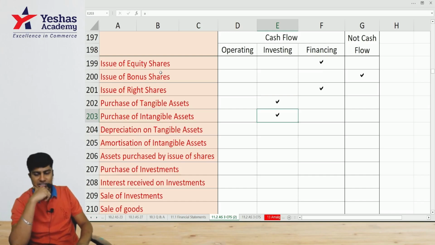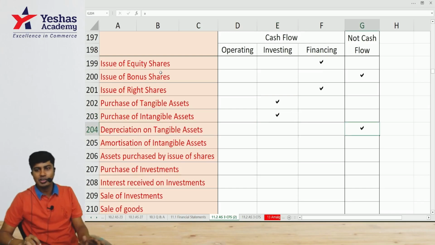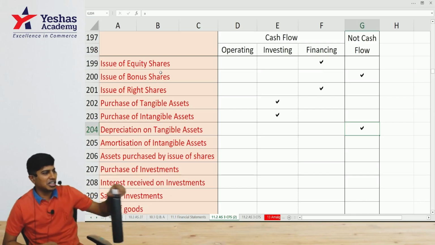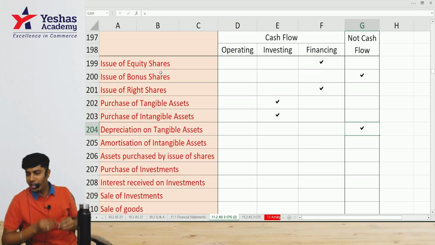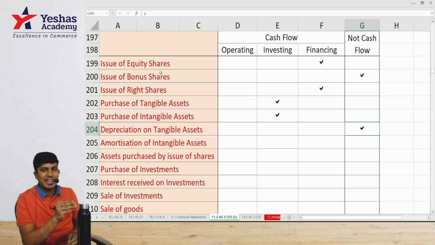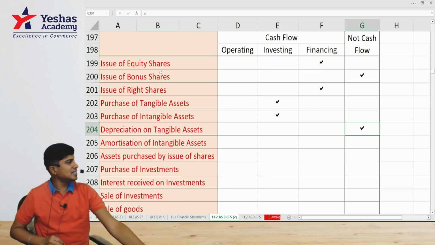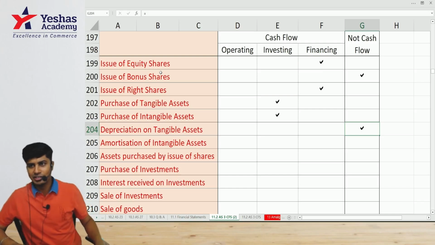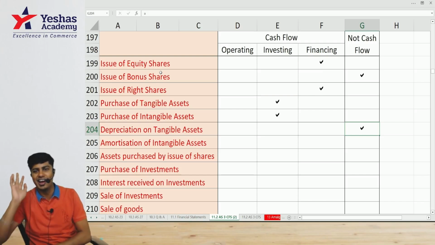physical existence. How about depreciation on tangible assets? Not a cash flow. Have you ever written the entry depreciation account debit to cash? You're using this machine for 3 years, you take depreciation 10,000. Will you pay cash to the machine for depreciation? No. Depreciation is non-cash expenditure. It is not cash flow at all.